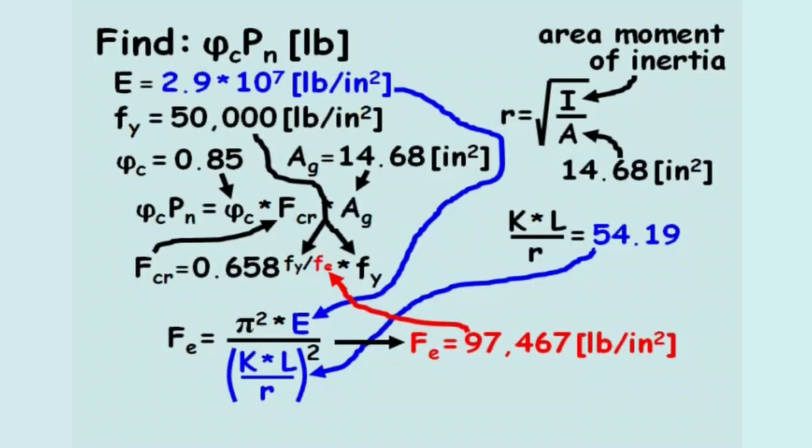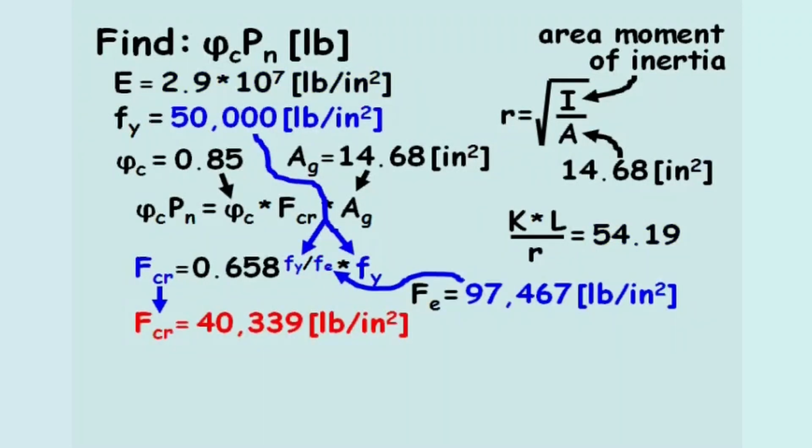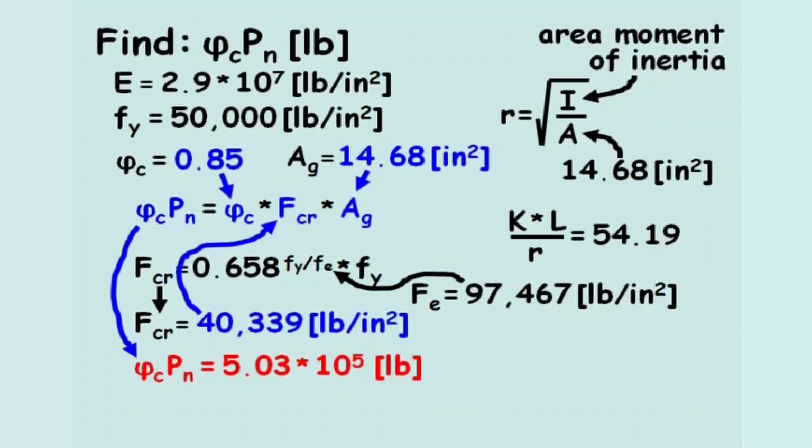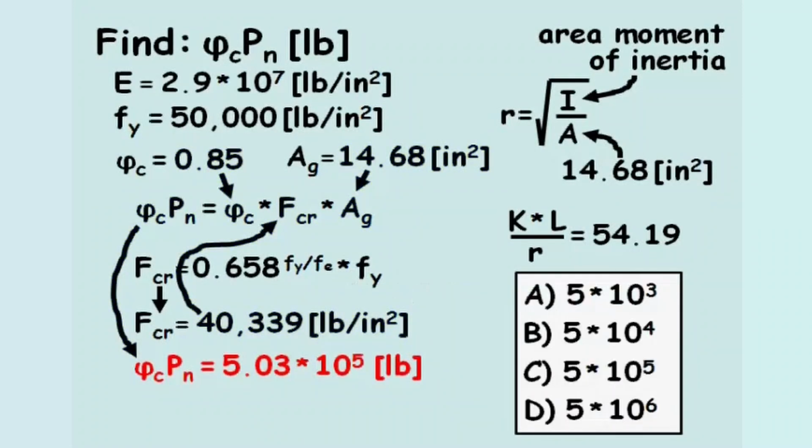97,467 pounds per square inch. And subsequently, we compute the critical stress to equal 40,339 pounds per square inch. And finally, the design compressive strength of the column equals 5.03 times 10 to the fifth pounds. When reviewing the possible solutions, the answer is C.